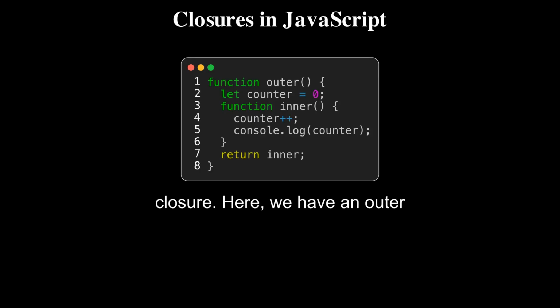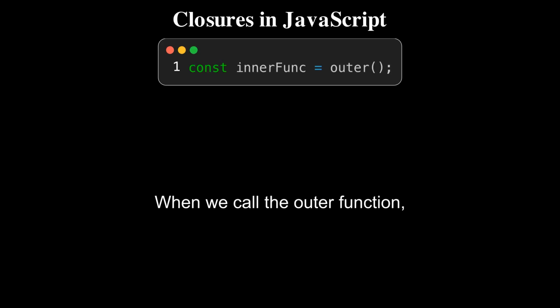Here, we have an outer function that returns an inner function. The inner function has access to the outer function scope, which includes the counter variable. When we call the outer function, it returns the inner function, which we assign to a variable.